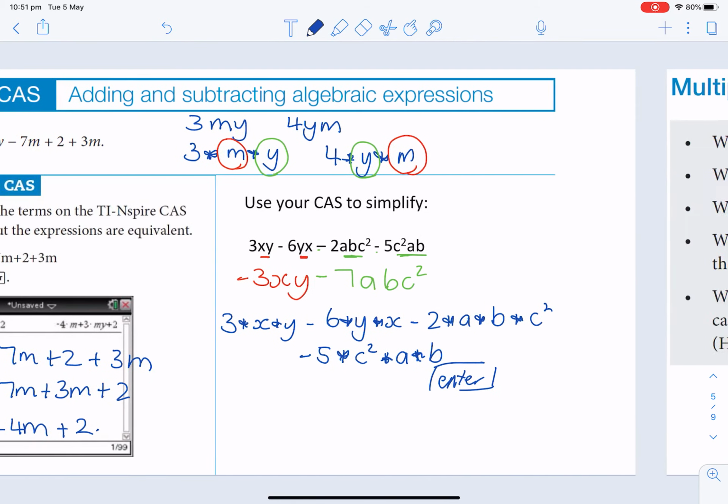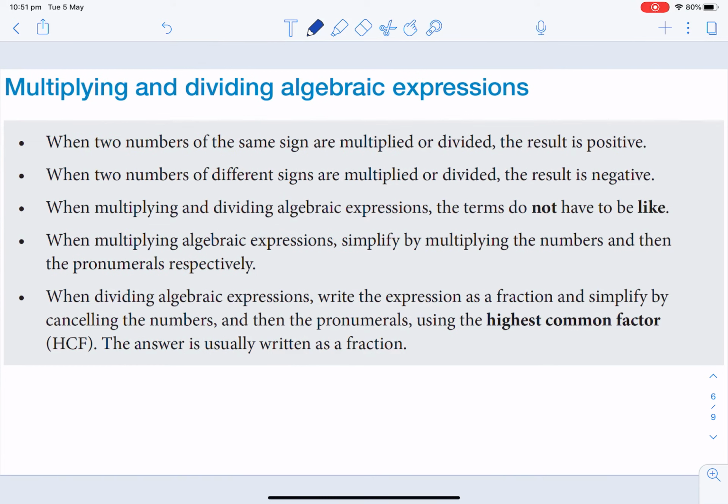On to slide number 6. Multiplying and dividing algebraic expressions. When two numbers of the same sign are multiplied or divided, the result is positive. So, if you had minus 2 times minus 3, I've got negative and a negative, so I'm going to end up with a positive. That's what it tells me here. So I'm going to end up with positive 6 because I know 2 times 3 is 6. Negative times a negative is a positive. If I have two positives, I'm going to end up with a positive.